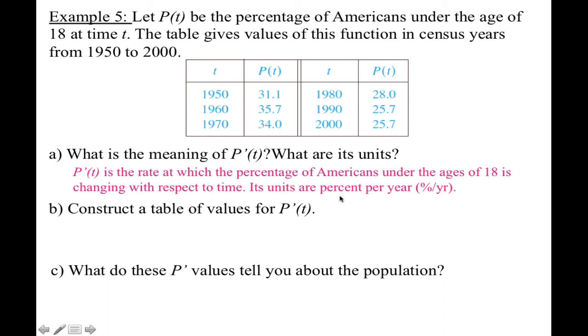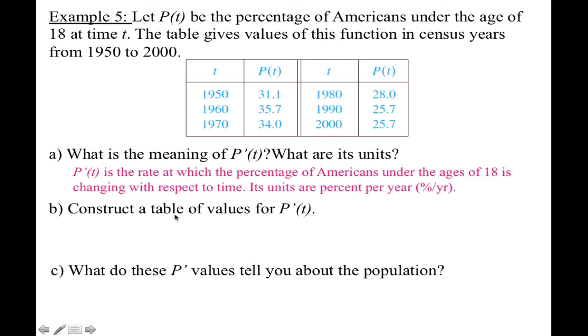Basically, you would say something along the lines that the derivative is the rate at which the percentage of Americans under the age of 18 is changing with respect to time. That's the big thing. A derivative is that instantaneous velocity or rate. So it's the rate of whatever we're talking about with respect to our independent variable. And in this problem, our independent variable is time. And its units are percent per year.